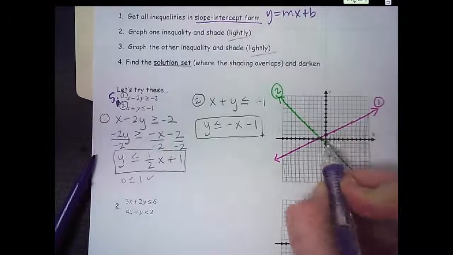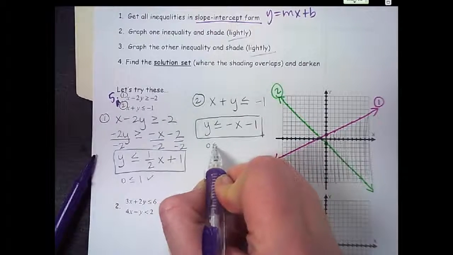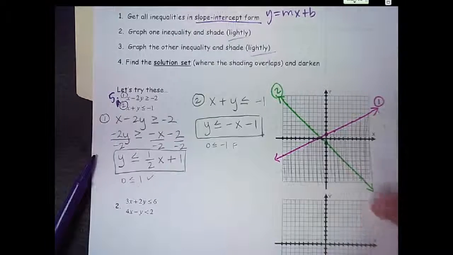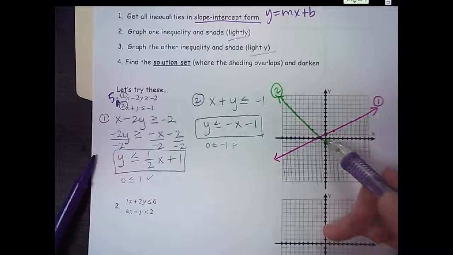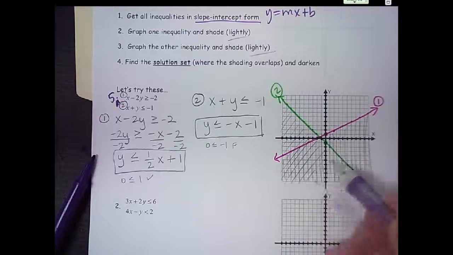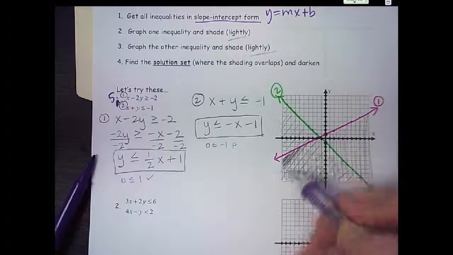I'm going to do 0, 0 again. So 0 less than or equal to -1. That's false. So here's 0, 0. I go to the other side, and I'm shading. And then here's where it starts to become the double shaded area. So then I'm going to darken that.